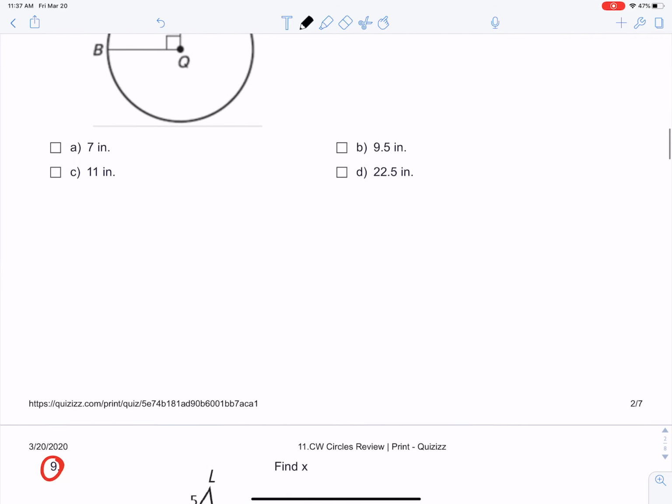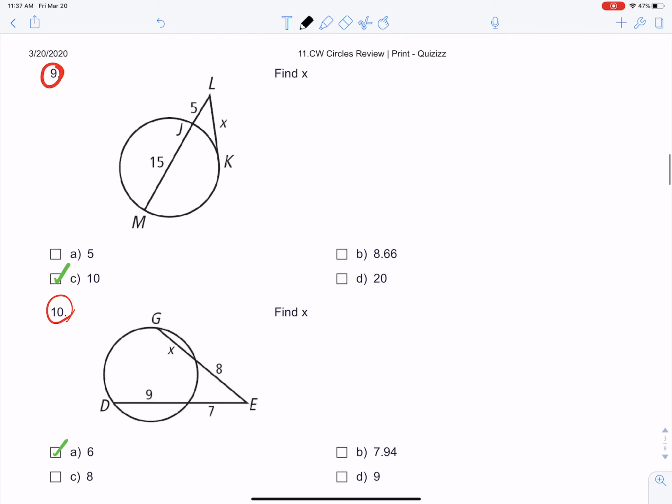Okay, another problem that gave people trouble was number 9. Number 9, we're trying to find the length of this tangent. So if you recall, the property is that the tangent squared equals the external part of the secant times the whole secant. The whole secant in this problem is 20 because it's 5 plus 15. So x squared equals 100, which means that x equals plus or minus 10. Remember, we don't use negative values for lengths, so our answer is just going to be 10.